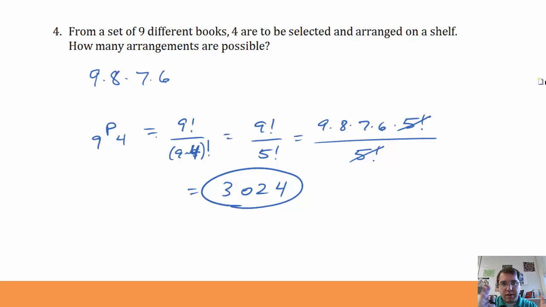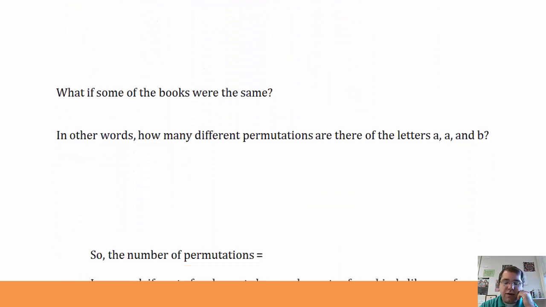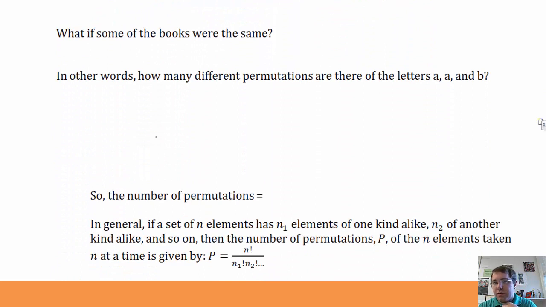Well, it's an arrangement. That means the order of the books matters. Well, what if some of the books were the same? What if I didn't have 9 different books? What if some of them were the same? What if I had a couple different copies of To Kill a Mockingbird? So in other words, how many different permutations are there of, we'll take a simple example, the letters A, A, and B. So I've got 2 A's and I've got 1 B. How many different permutations are there?